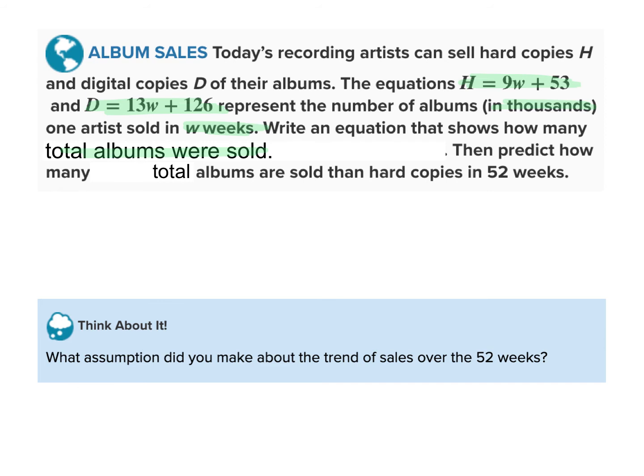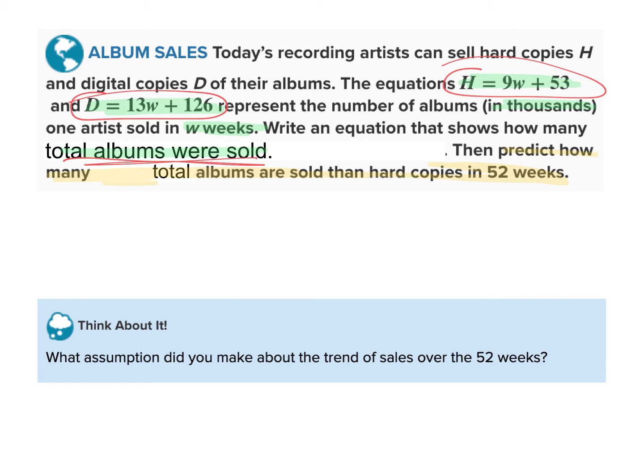Then it says predict how many more total albums are sold than hard copies in 52 weeks. I think it should say how many more total albums are sold than hard copies in 52 weeks. So before you do it, let's think about what you need to do. They are selling this many digital and this many hard copies. I want to write an equation that shows how many total albums were sold, digital and hard.